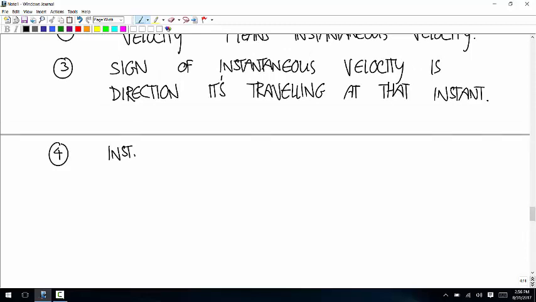Okay. And the last one is the instantaneous speed, like what the speedometer reads. That's an instantaneous speed. It is the absolute value of the instantaneous velocity.